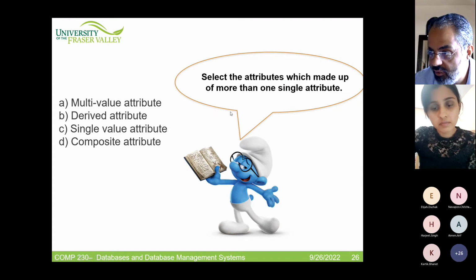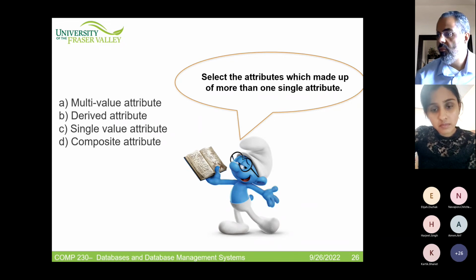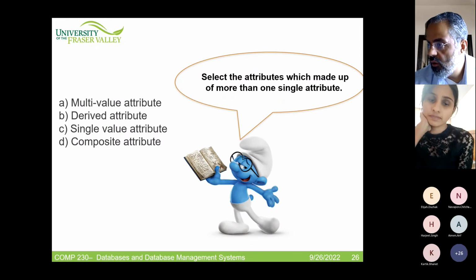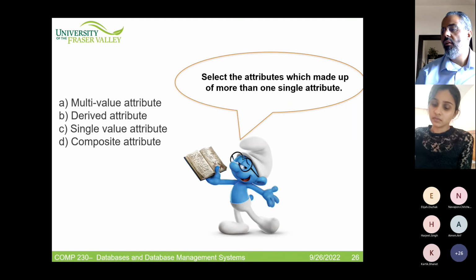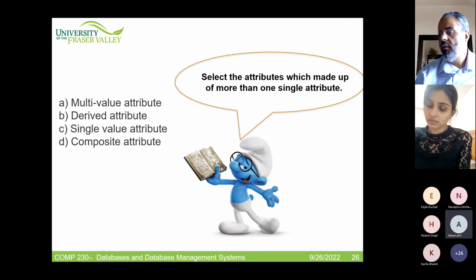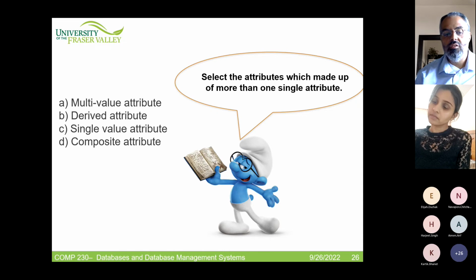If you want to talk, I'm happy. I want you to share. Just raise your hand and do it. I'm telling you what I can see in the chat. So Simran, go ahead. It's a composite attribute. Thank you. Harmandeep. Composite for sure. Ayman. Yeah, it's going to be composite. Kamjut. Yep, it's D, so it is composite. So I think all of us agreed it is composite.